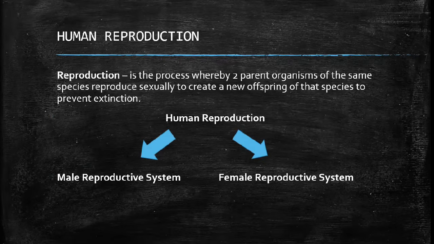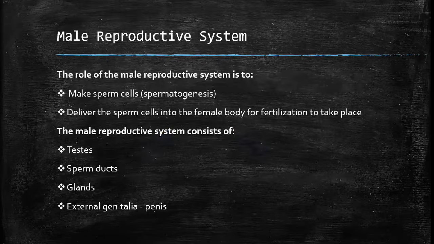Now, human reproduction is divided into two parts. In my lesson, I'm going to divide it into two parts. We have the male reproductive system or the male reproductive organs, and then we have the female reproductive system or the female reproductive organs. Now, you need to know and understand why we have the male reproductive system. It's not there in your body for decoration. It has a very important function in life.